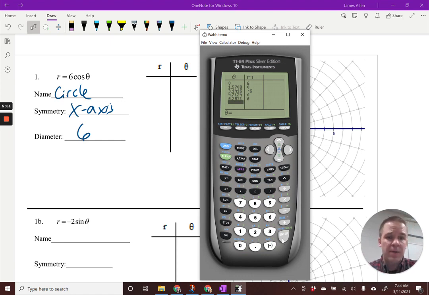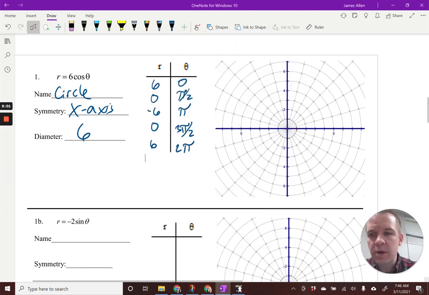So we can see here, and think about what you're going to get for cosine. Cosine is going to be 0 at pi over 2. It's going to be -1 at pi, so on and so forth. And we get our values of 6, 0, -6, 0, and 6. All right, so there we go. We got our table values.